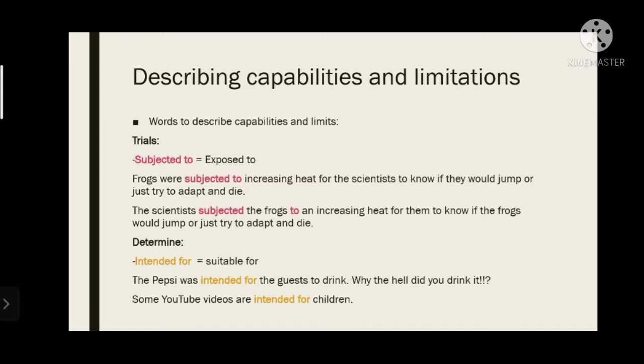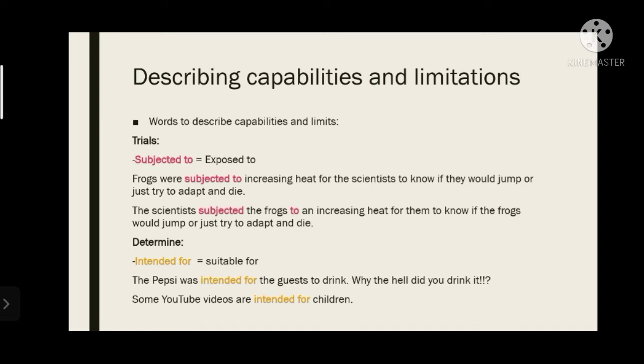كان في تجربة إن بيحطوا الضفدع ويعلوا الحرارة، وكان المكان مفتوح، يعني ممكن الضفدع ينط في أي وقت، ولكن ده ما حصلش. الضفدع كل مرة كان بيقعد يغير من درجة حرارته ويغير من درجة جسمه لحد ما مات في الآخر وما قدرش يتحمل الحرارة. ف here we put frogs were subjected to increasing heat. تم تعريضهم لحرارة متزايدة. What about the second sentence?